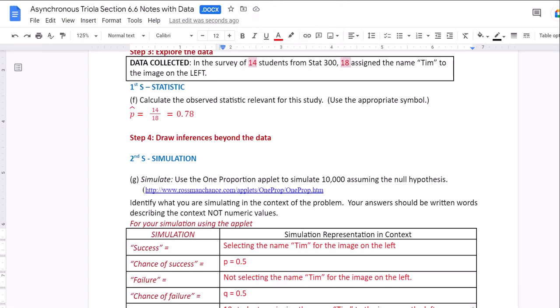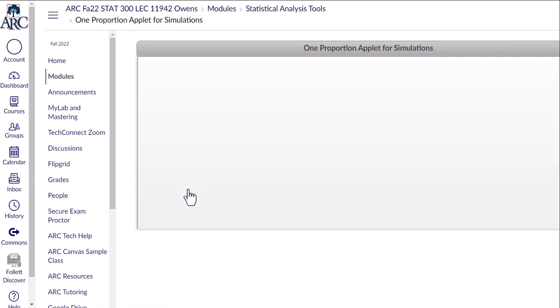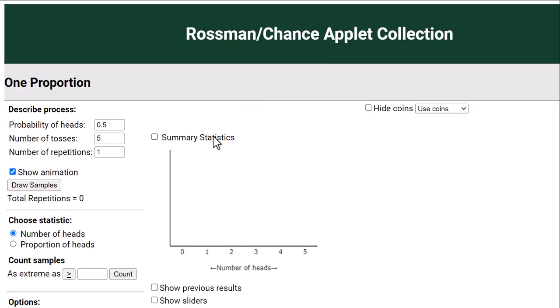So let's go back to our notes, and since we're here, let's just use the link that is right there. So open the one proportion applet, and I don't like how this looks, so let's open it in a new window. There we go. So probability is still 0.5, right? And the one proportion applet essentially uses a coin to simulate our scenario.